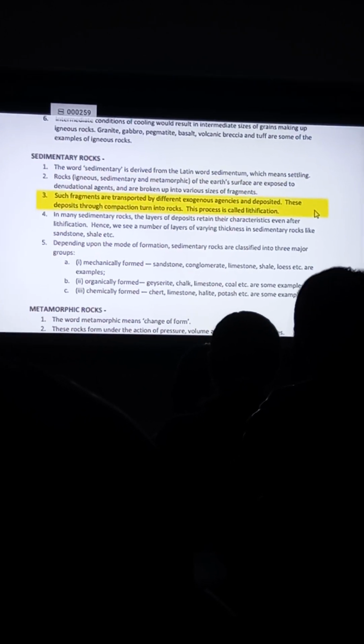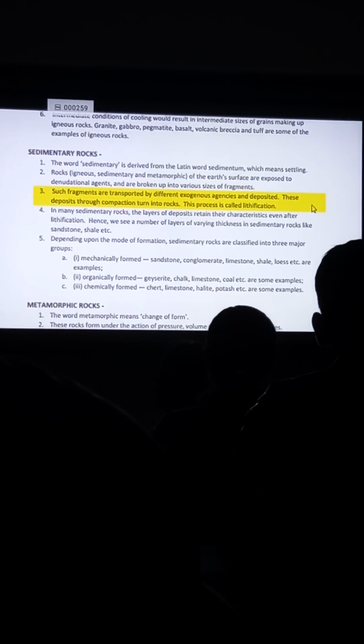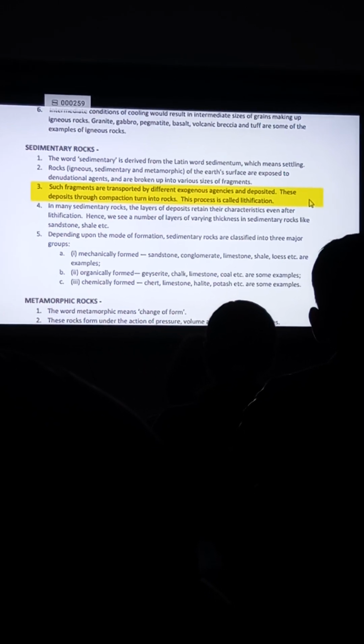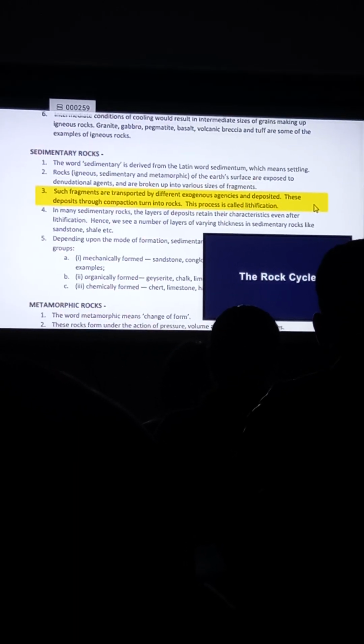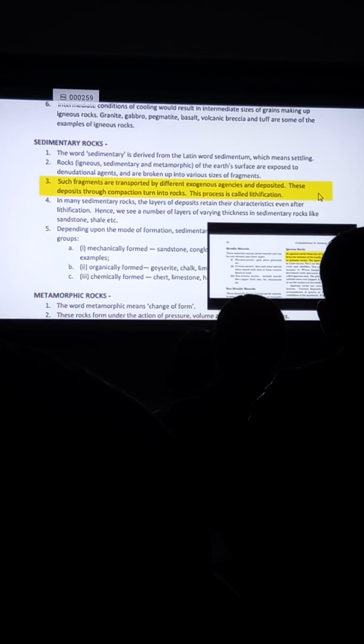It happens to all types of rocks, that is igneous, sedimentary, and metamorphic. Such fragments are transported by different exogenous agencies and deposited. These deposits through compaction turn into rocks. This process is called lithification. Now this process is also known as the rock cycle. I made a video on it, do check it out. Nature has such a nice way of performing this rock cycle.